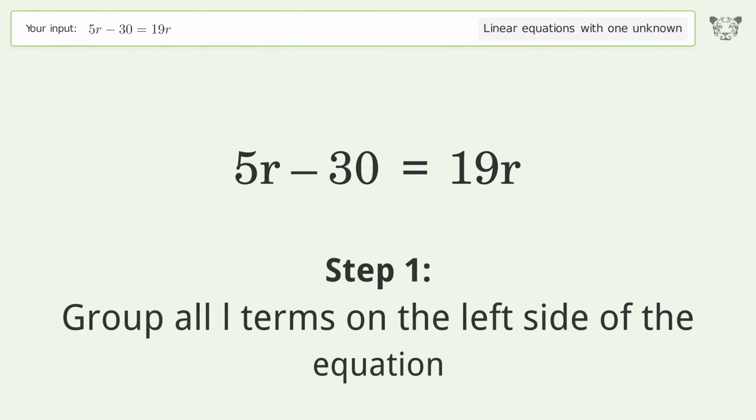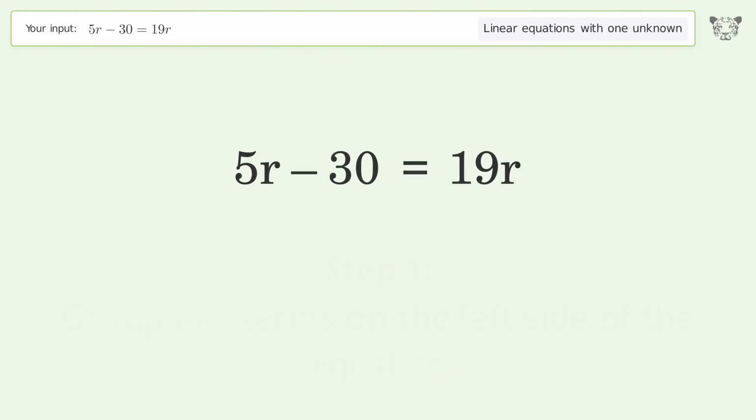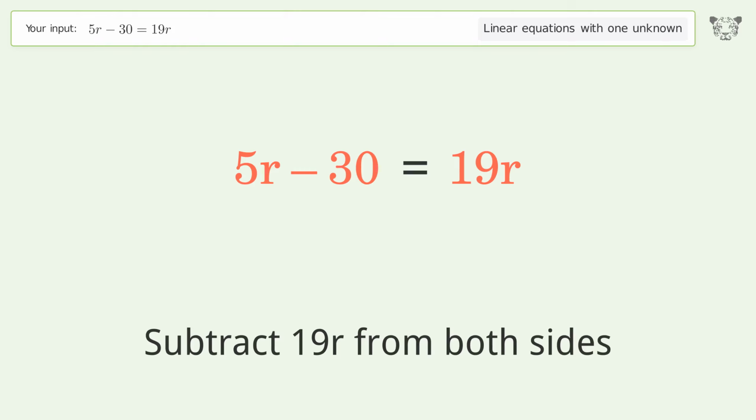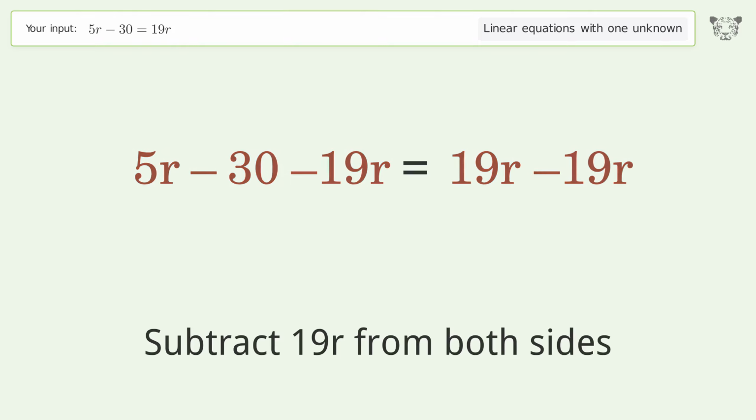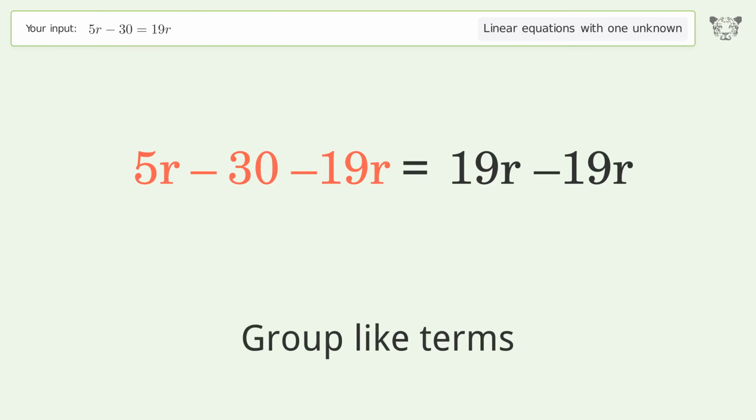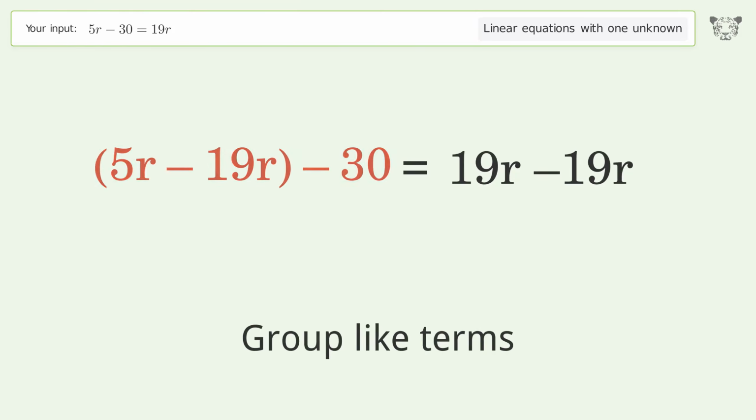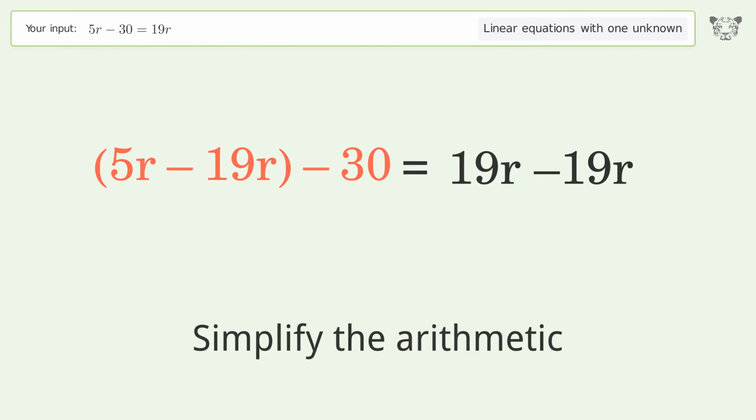Group all r terms on the left side of the equation. Subtract 19r from both sides. Group like terms. Simplify the arithmetic.